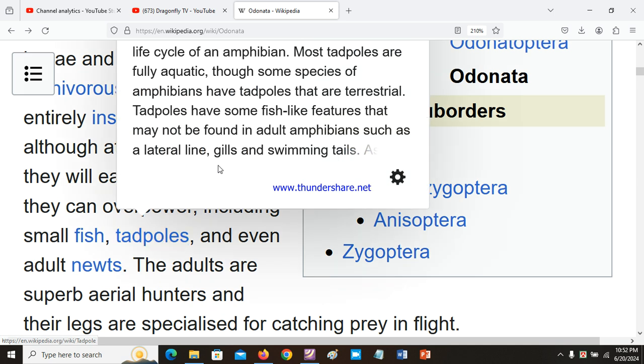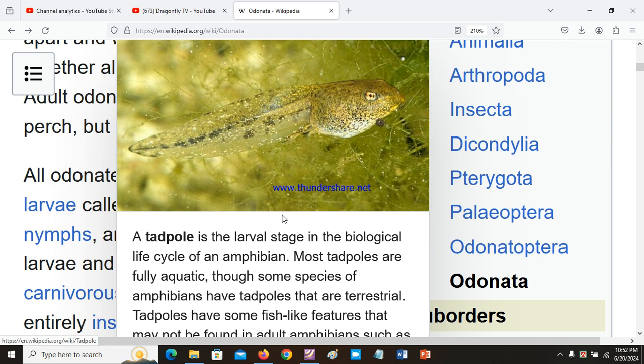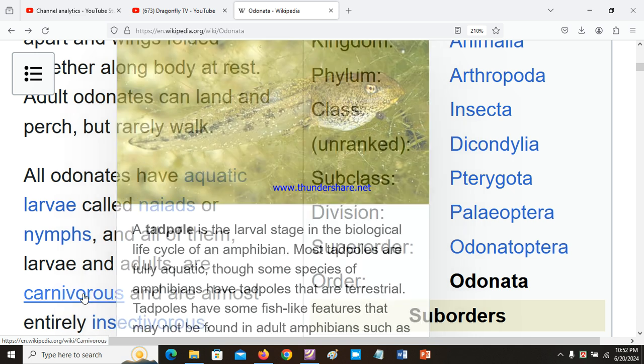And tadpole, this is the picture of tadpole. A tadpole is the larval stage in the biological life cycle of an amphibian. Most tadpoles are fully aquatic, though some species of amphibians have tadpoles that are terrestrial.